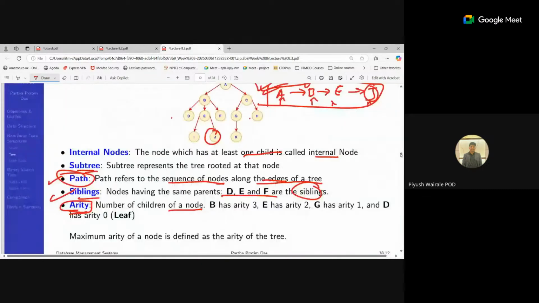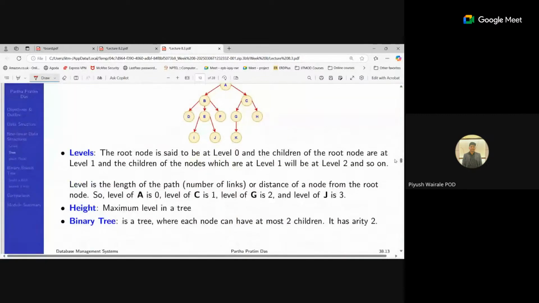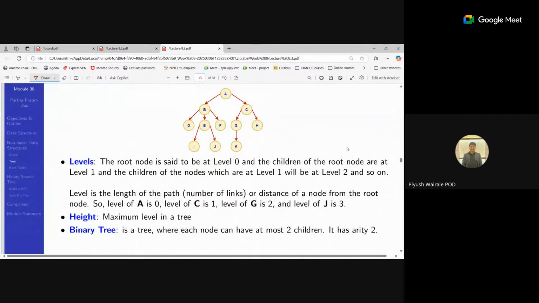Okay, now this is the basic nomenclature we should know about the tree. Now, what are levels, height, and binary tree? These are the very important ones, okay? Because we'll be discussing questions, so we'll be using these particular terminologies now.